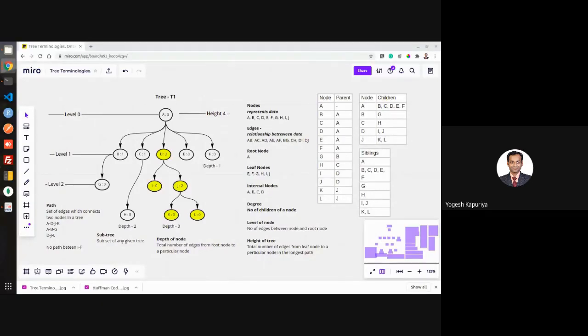Okay. So I think we'll stop here. From the next class, we'll be discussing more on this, how to represent tree, etc. So let me stop the recording.